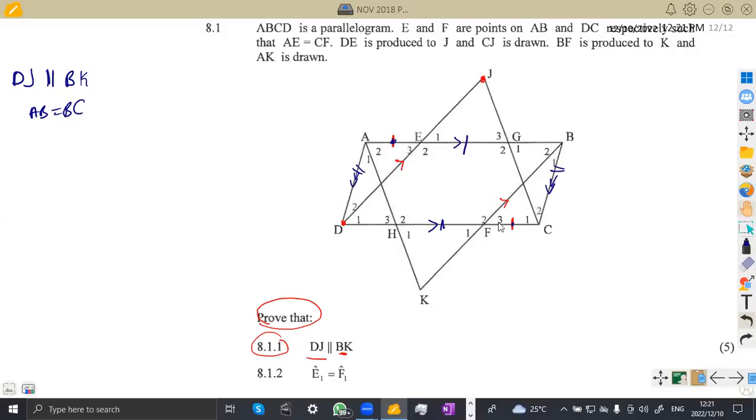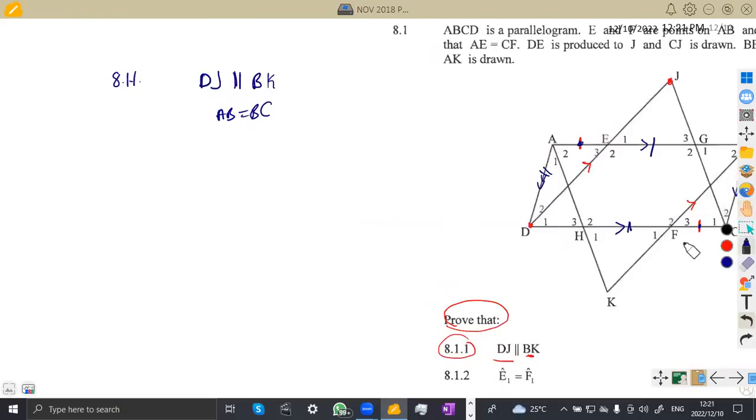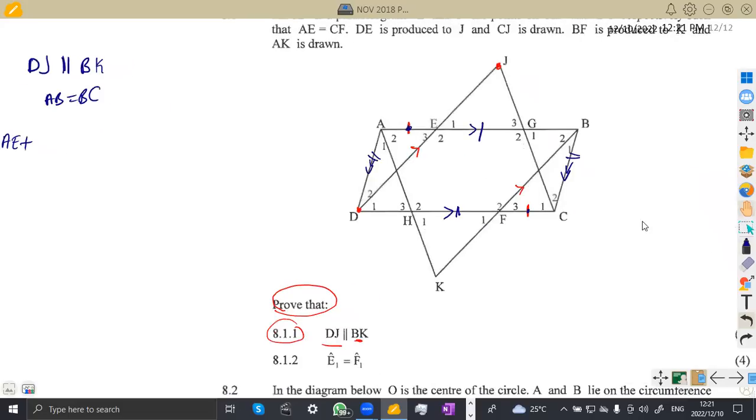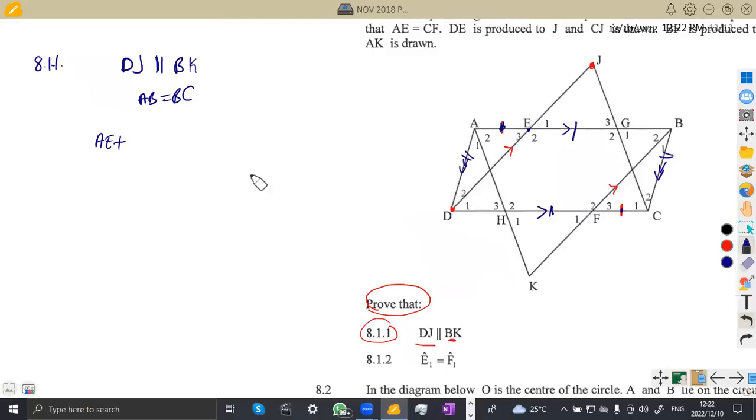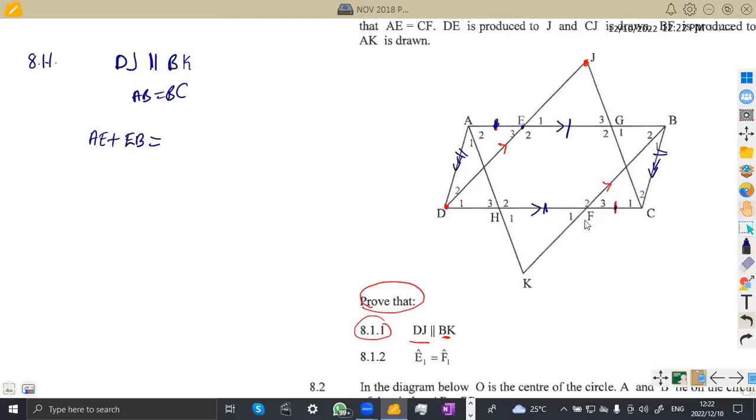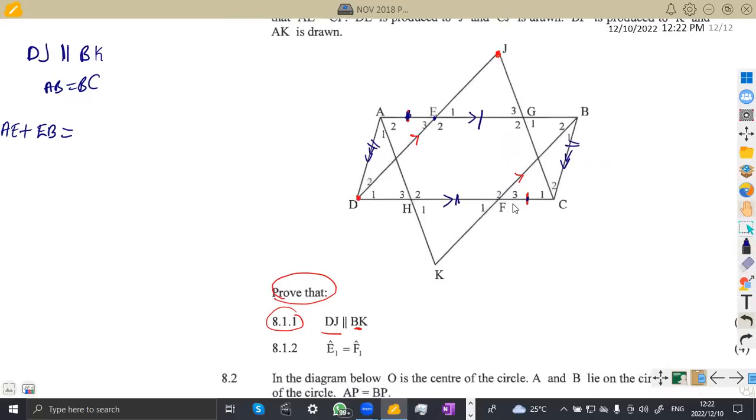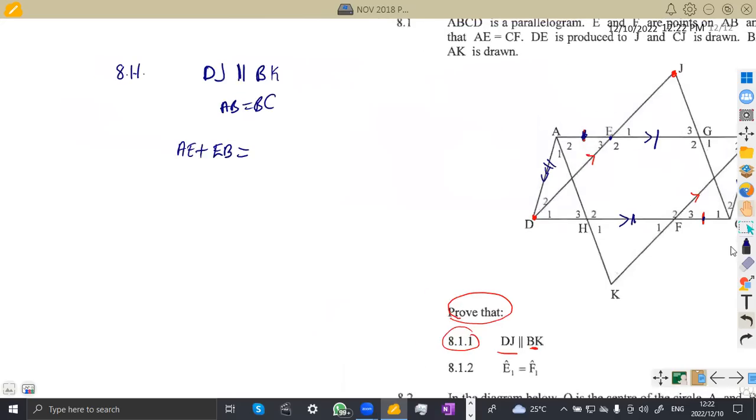Okay, let me write it stage by stage. I'm saying from A to E, the one that we are given, plus E to B, we want to combine this, the part that we are given, E to B. All right, these two are equal. If we check, we have got the same thing here from D to F, because we need this FC. So we're going to take from D to F and F to C. So it's the same thing as D to F plus F to C.